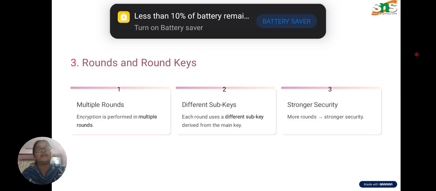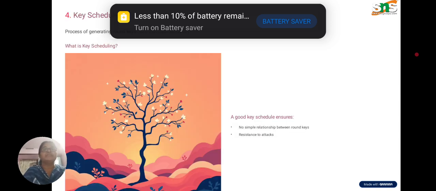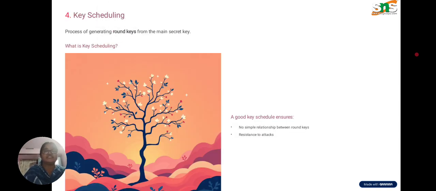After this we have to see about the key schedule. The key schedule is a very important process for generating the round keys from the main key. A good key schedule ensures two aspects: there should not be a simple pattern between the keys, and it should have strong resistance to attacks. So this step is very important for overall security.